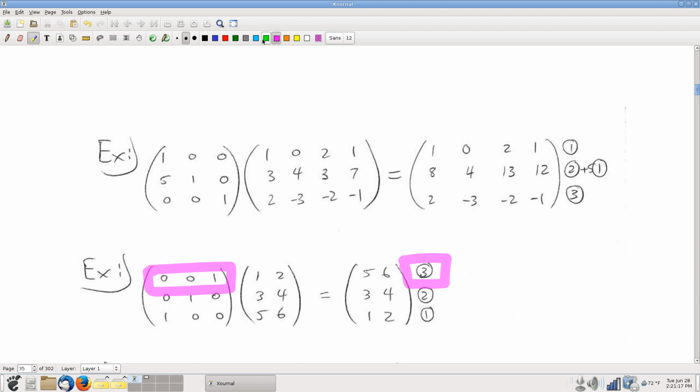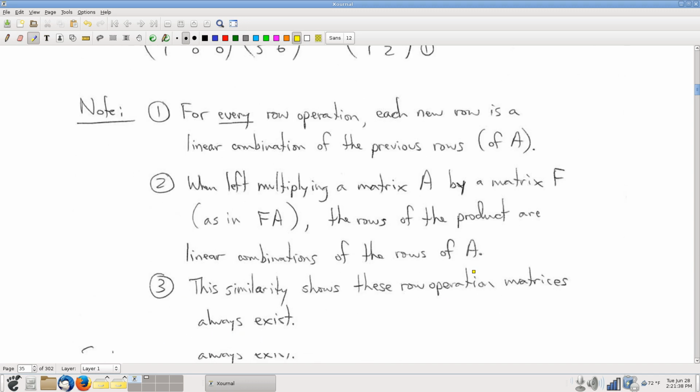Likewise, how do you say row 2 as a linear combination of rows 1, 2, and 3? There you go. And how do you say row 1 as a linear combination of rows 1, 2, and 3? Well, it's 1 times row 1 plus no row 2s plus no row 3s.